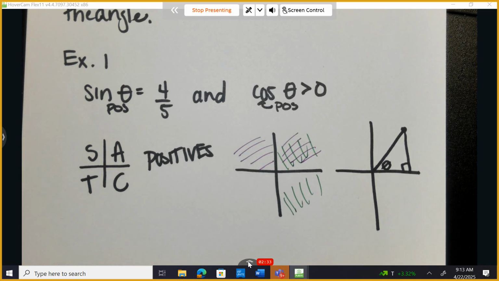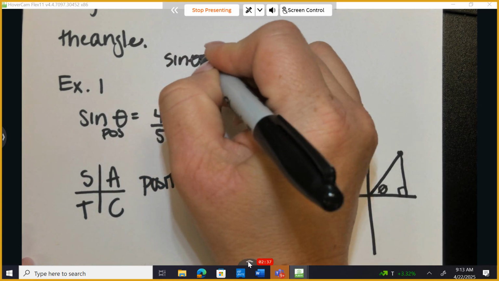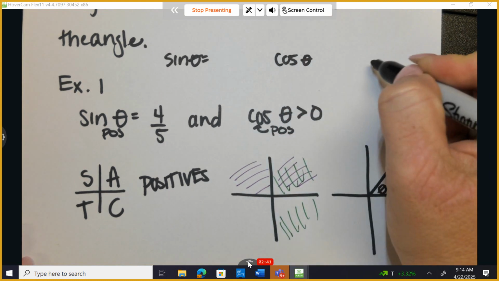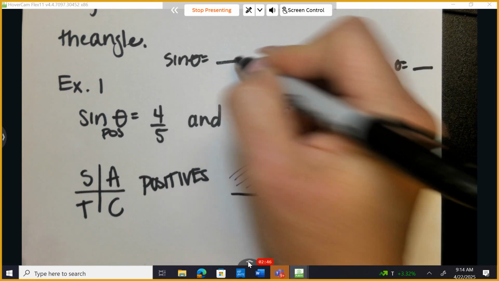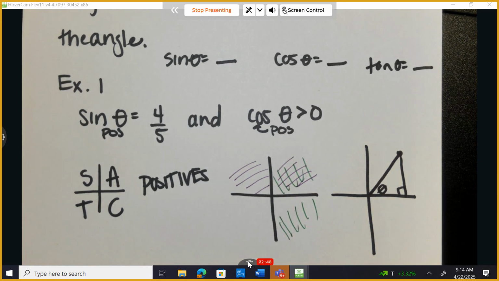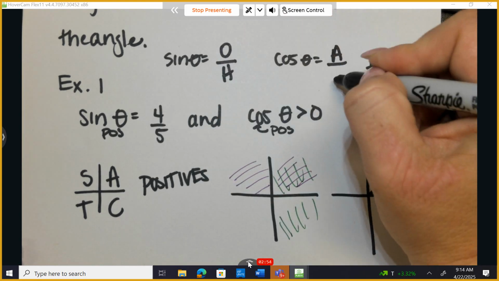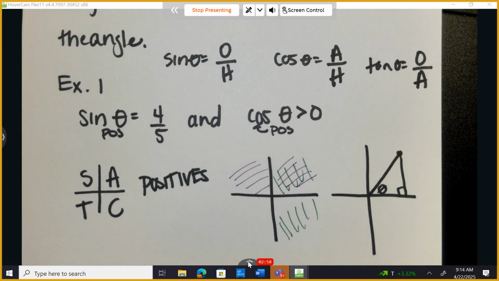Let's do a quick review. I would like you to write this down. Sine is, okay, and I'm going to write cosine, and I'm going to write tangent. And I'm going to use that acronym, Oscar had a heap of apples. Oscar had a heap of apples. What is that doing as a reminder?